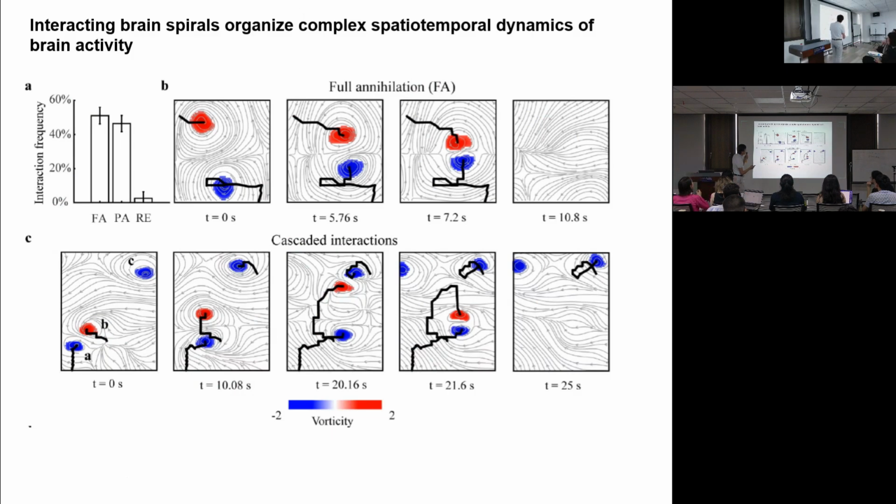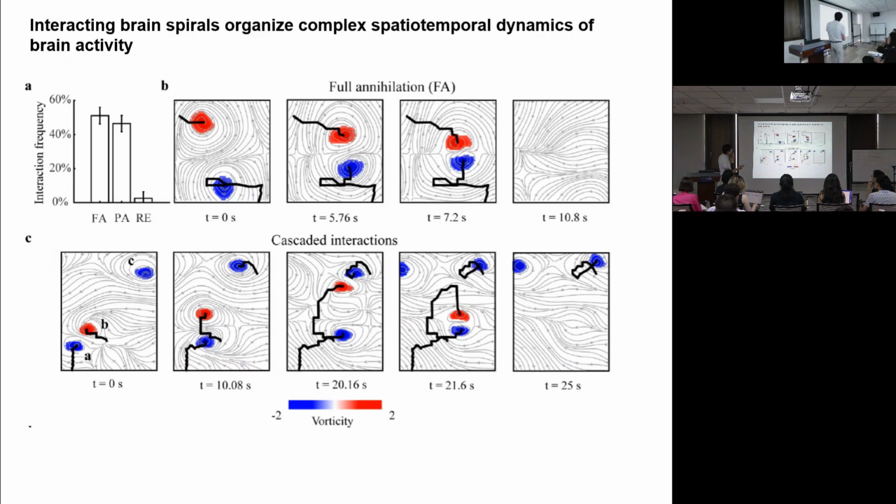But the thing is that, as you can see from this figure, before their interaction we have this very nice traveling wave going through this area. That's just because of their interactions. After their interactions, you see the direction of the traveling wave has changed: originally from left to right, and here from right to left. So it means that interactions of those spirals can be used to coordinate this sort of brain dynamics.